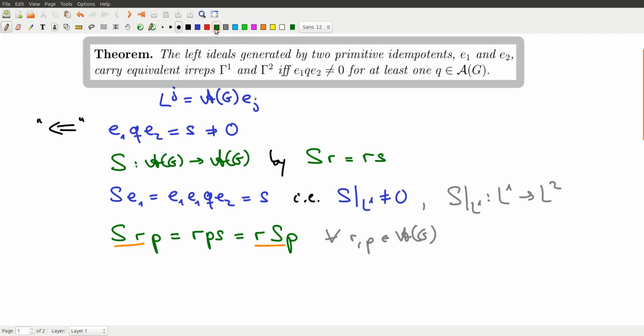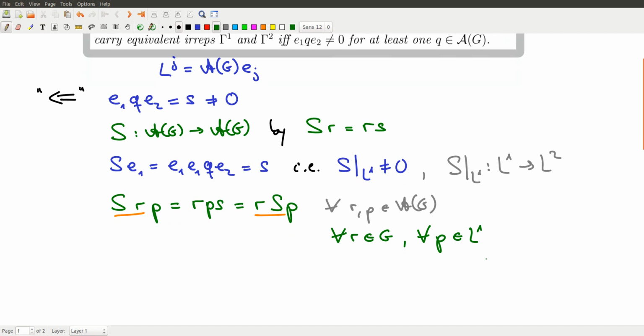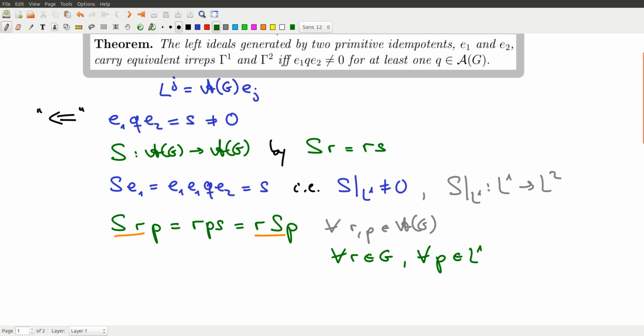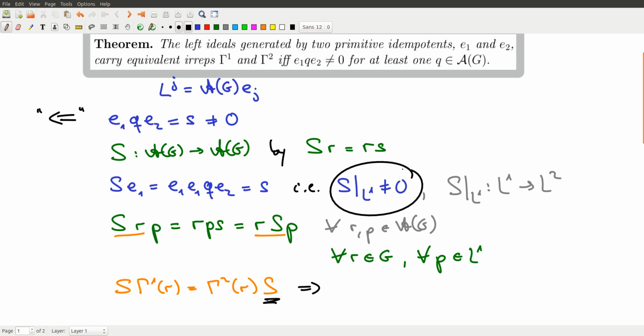Let's specialize this a bit. Let's say we use this for R in the group and for P in L1. Because then what we have here are the representations of this group element R on L1 and L2. So this equation here now reads S gamma 1 of R is the same as gamma 2 of R S. And Schur's lemma now tells us that since we have a non-zero S here, checked this earlier, with this S the two gammas are equivalent. So gamma 1 and gamma 2 are equivalent. So that's enough for this direction.